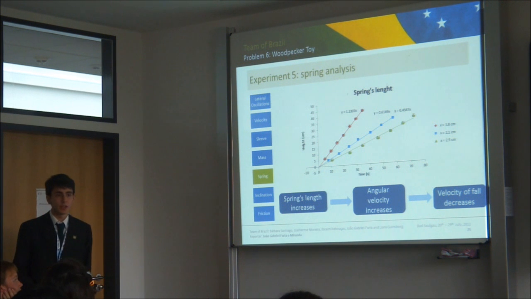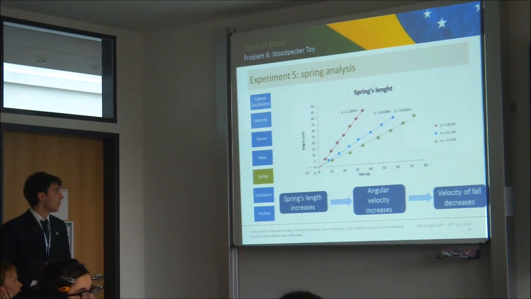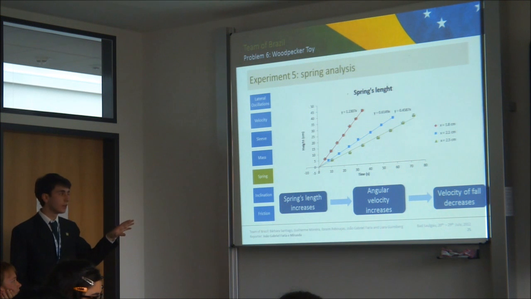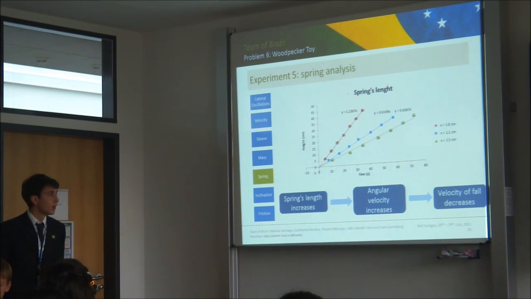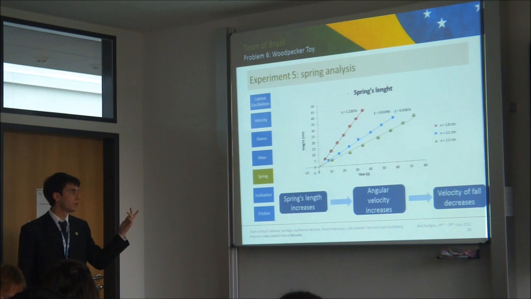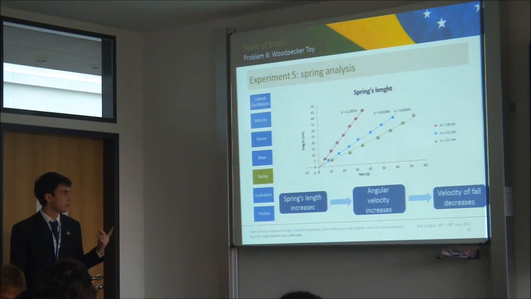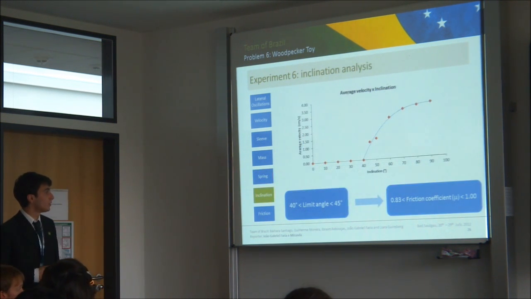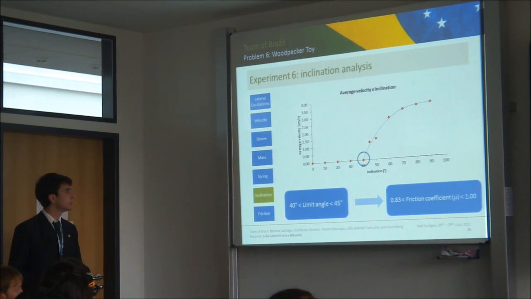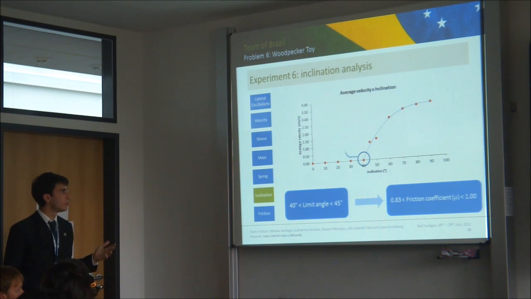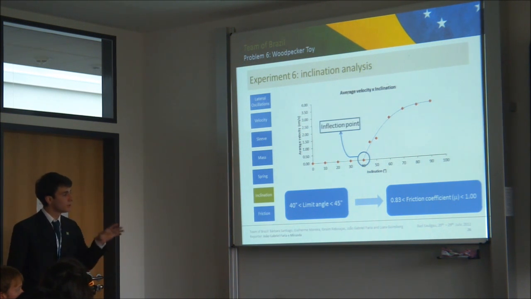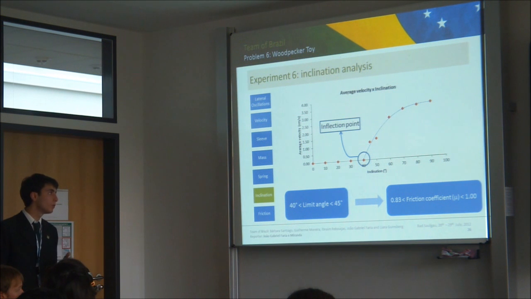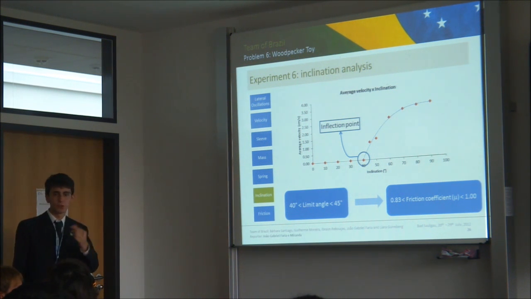The spring's length changes the torque of the system. Increasing the spring's length, we increase the angular velocity, and the velocity of fall decreases. In that equation, we show that the velocity of fall is inversely proportional to the angular velocity. With the inclination, we analyzed and got a limit angle for the movement. We have this inflection point, and a friction coefficient between 0.83 and 1 for the friction between the rod and the sleeve.